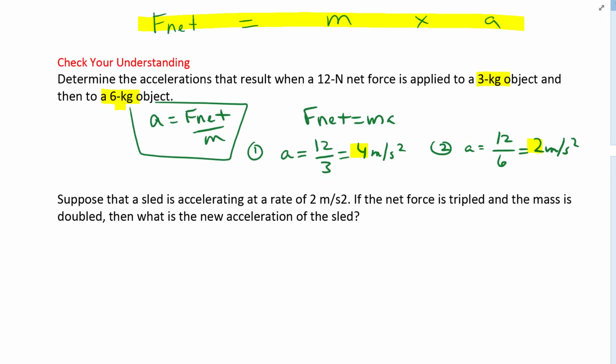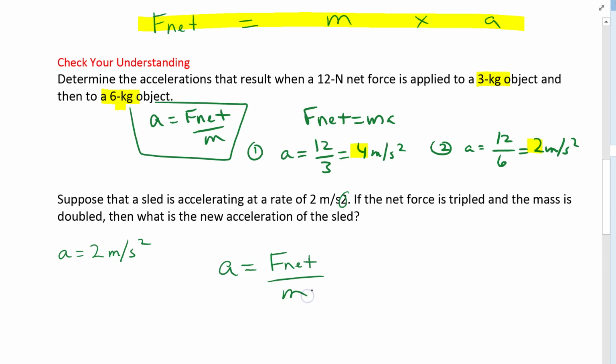Second check for understanding. It says suppose that a sled is accelerating at a rate of 2 meters per second squared. I think that 2 should be superscript. If the net force is tripled and the mass is doubled. Okay, so let me think about this. If the net force is tripled, in other words, this force is going to get multiplied by 3, well, what will that cause as a change in the acceleration? Well, whatever the force is multiplied by, this acceleration is also going to get multiplied by 3.